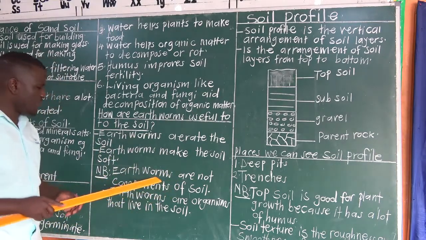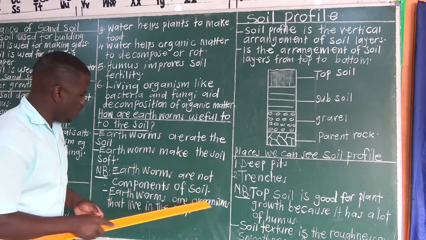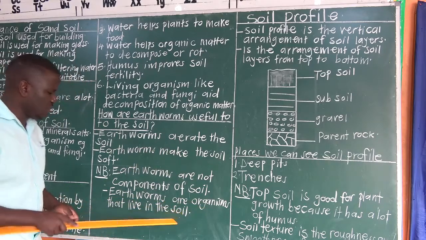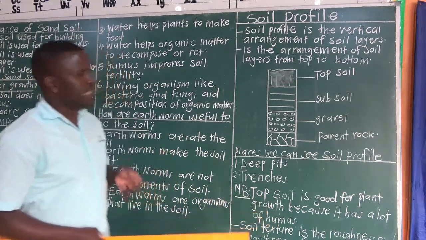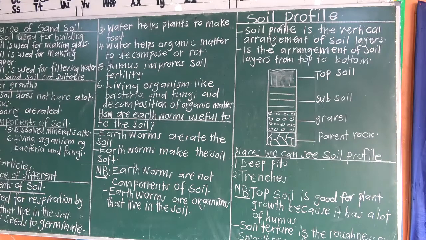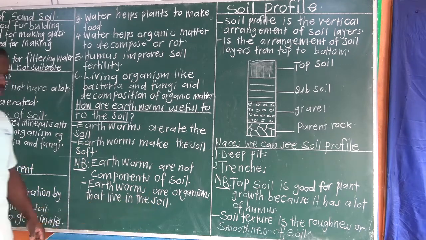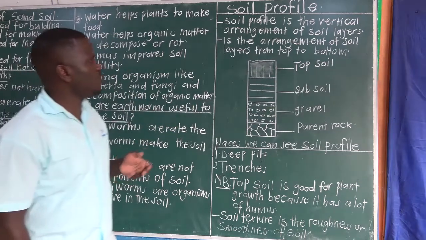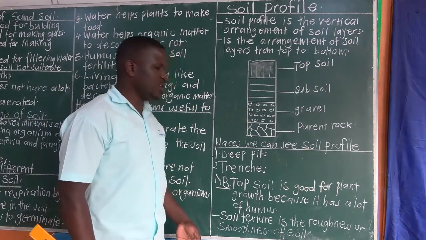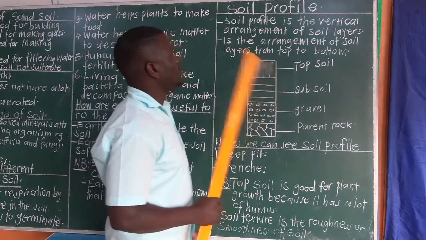And B. Earthworms are not components of soil. Earthworms are organisms that live in the soil. They only use soil as their habitats, but they are not components of soil. So if they ask you how earthworms are important to crop farmers, they aerate the soil and they make soil soft.